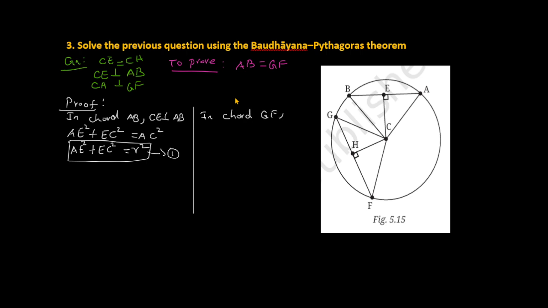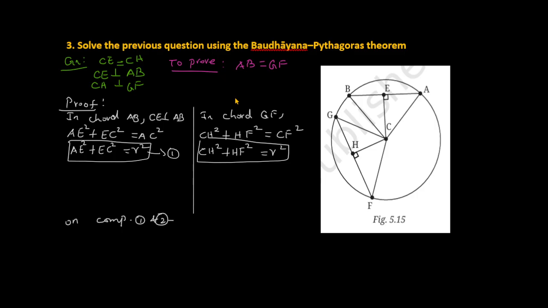In chord GF, CH is perpendicular to GF. So, 90 degrees at H, and CF is the hypotenuse. CH squared plus HF squared is equal to CF squared, so CH squared plus HF squared is equal to R squared. This is the second equation. On comparing 1 and 2, the right hand sides are equal, so we can equate the left sides: AE squared plus EC squared is equal to CH squared plus HF squared.